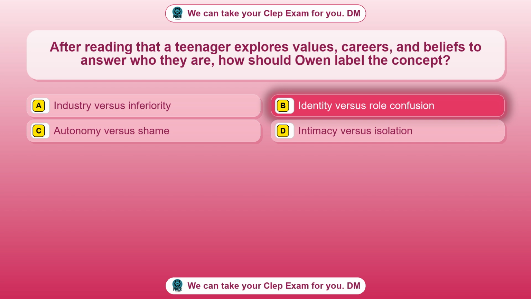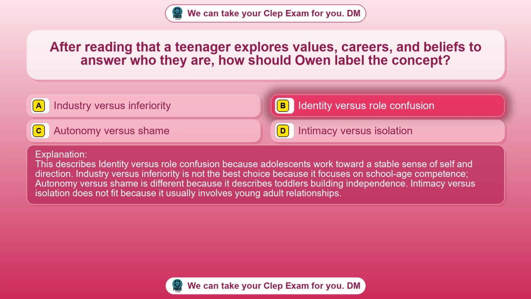Identity versus role confusion. This describes identity versus role confusion because adolescents work toward a stable sense of self and direction. Industry versus inferiority is not the best choice because it focuses on school-age competence. Autonomy versus shame is different because it describes toddlers building independence. Intimacy versus isolation does not fit because it usually involves young adult relationships.